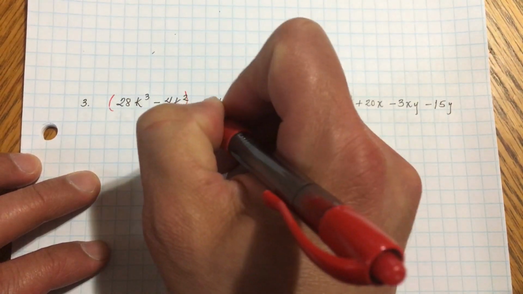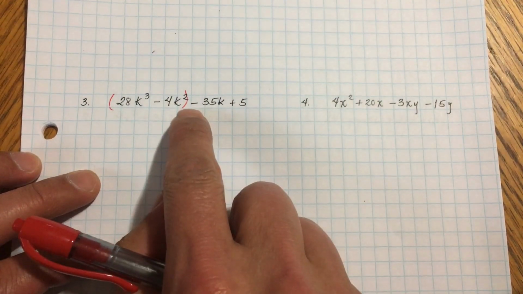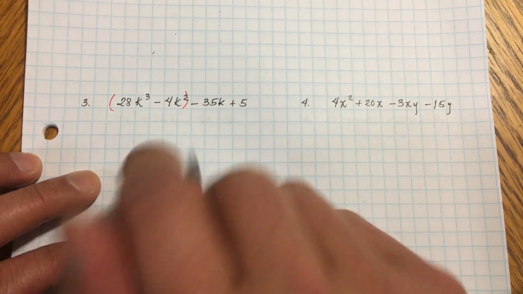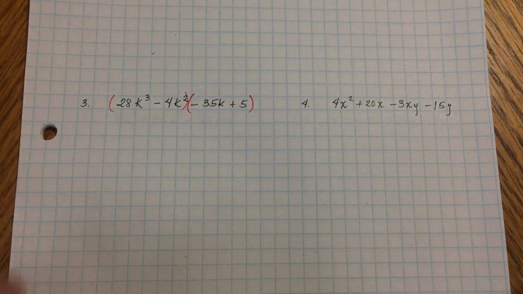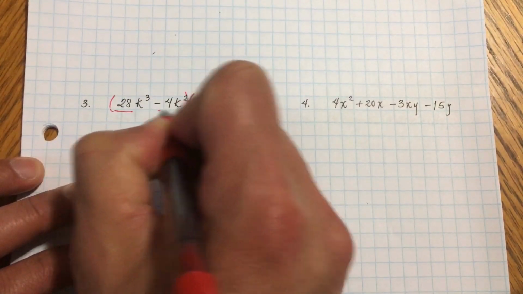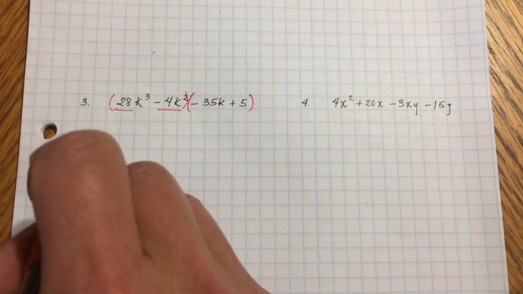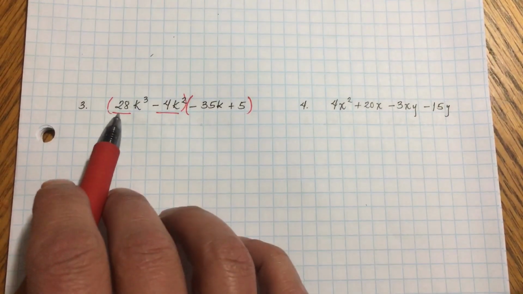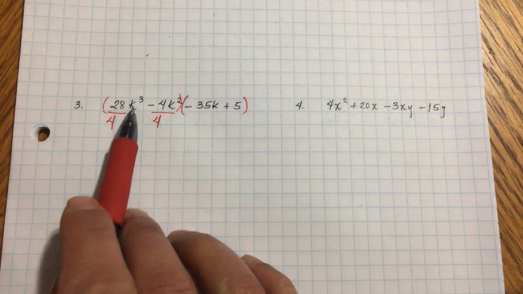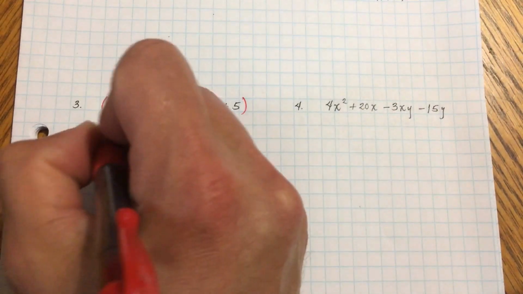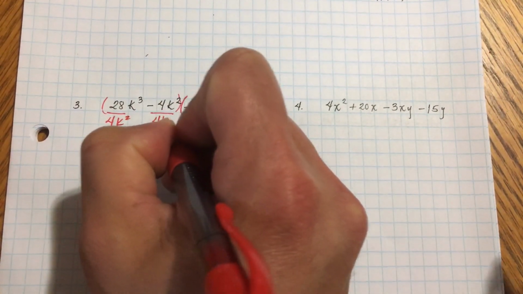And we're going to do this. Now, this one, you see this negative? We're going to go ahead and actually factor that one as well. Include them in the group, okay? So we're going to go ahead and factor like we always do, okay? So now, what 28 and 4? 4 is going to go into it. What about k cubed and k squared? Well, k squared goes into both, okay?